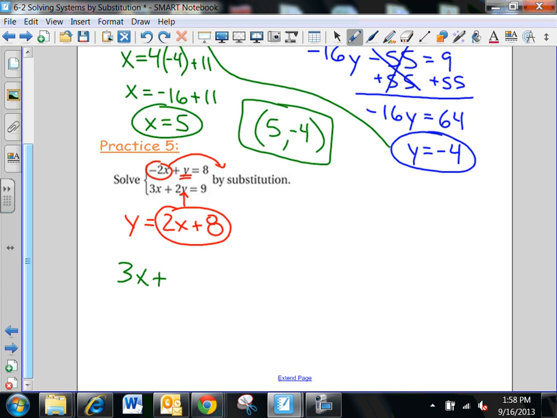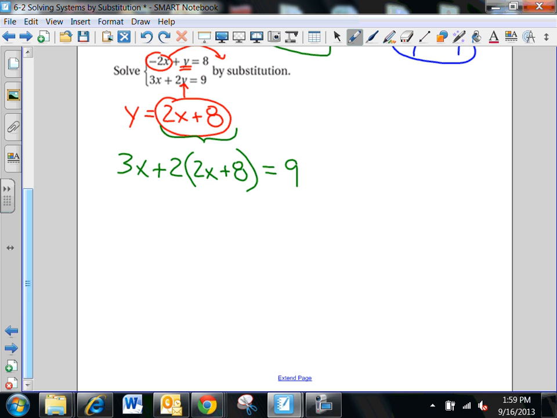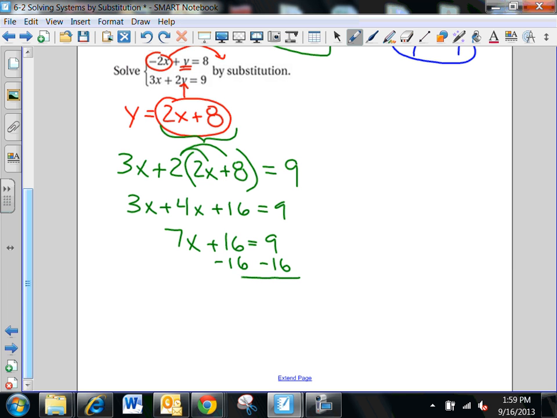3x plus 2 times this whole quantity. I'm going to put this right in there. 2x plus 8 is equal to 9. And then I'm going to solve that equation for x. So it will look like this. 3x plus 4x, I'm distributing the 2, plus 16 is equal to 9. So I get 7x plus 16 is equal to 9. Subtract 16, subtract 16. 7x is equal to negative 7. So x is equal to negative 1.